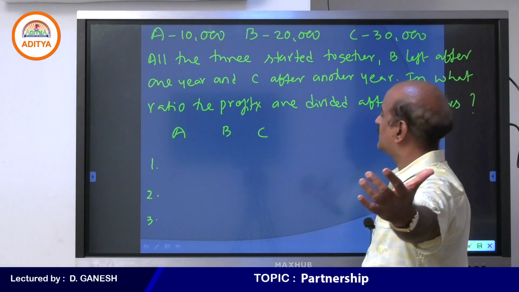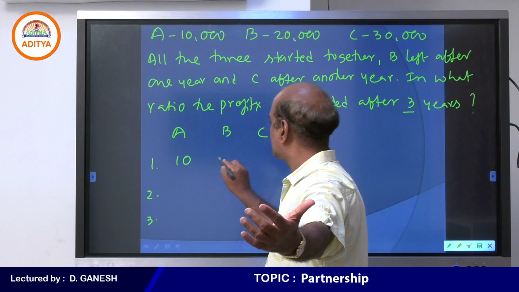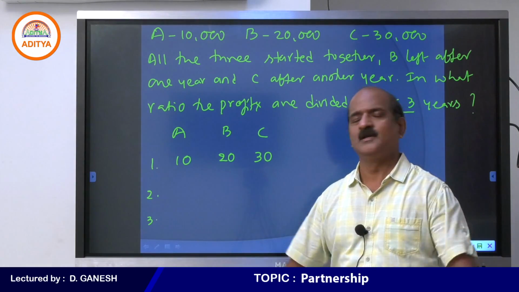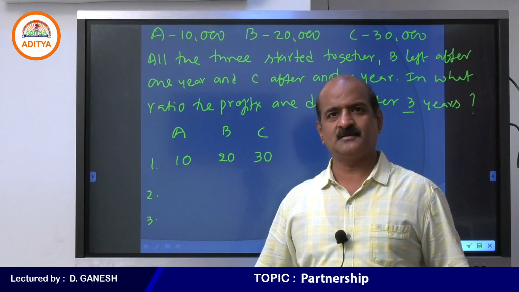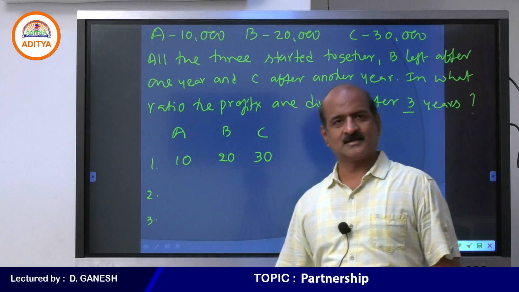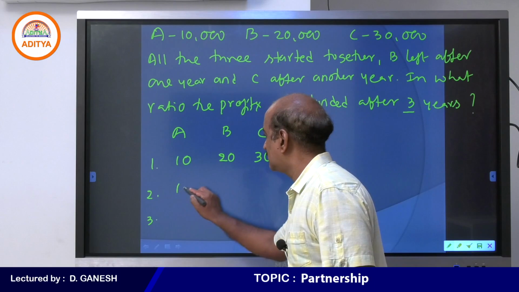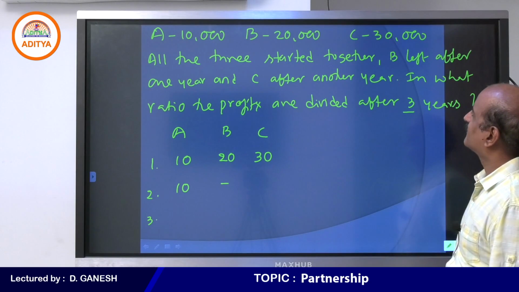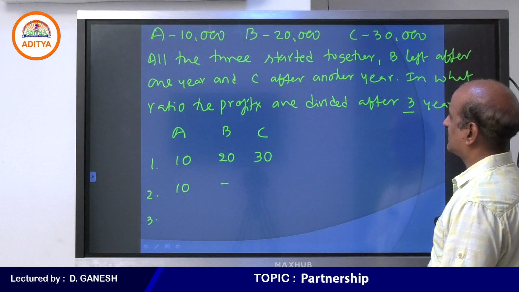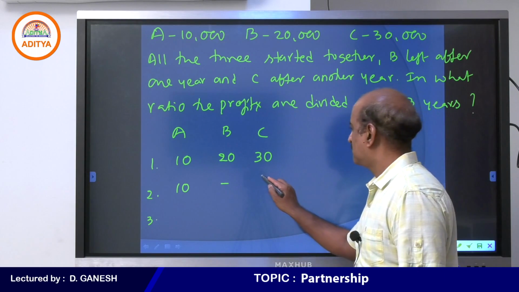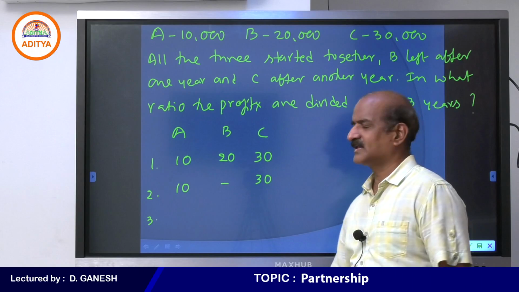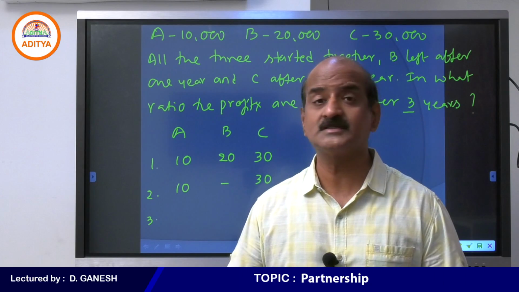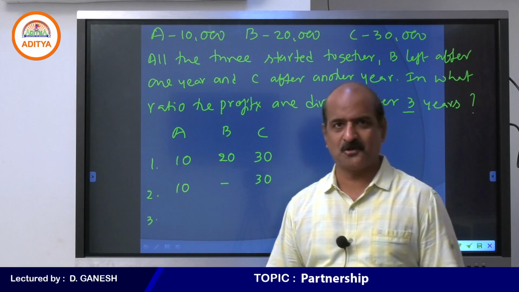Come on, see students, what is actually happening? They started together. You can see that A 10,000, B 20,000, C 30,000, they started the business together. In the very first year, their investments are there, 10, 20, 30. In the second year, B withdraws. B left after 1 year. But in the second year, C continues. After 1 year, B left. A is of course there, C is also there. I hope you understand this.